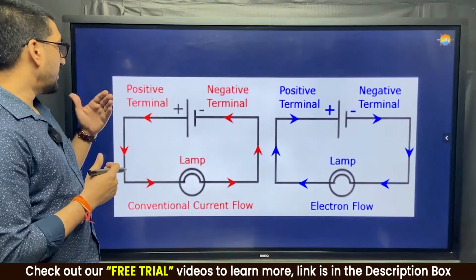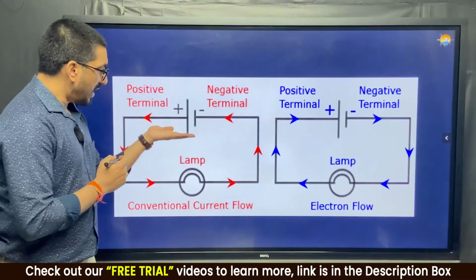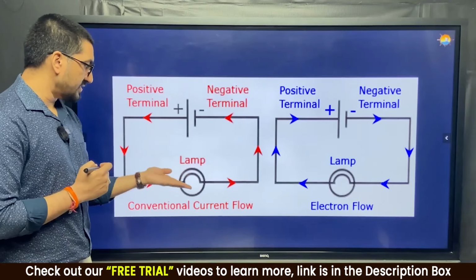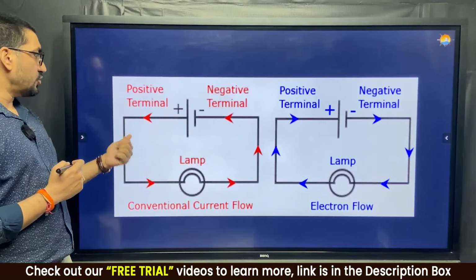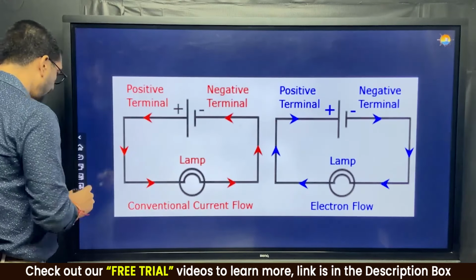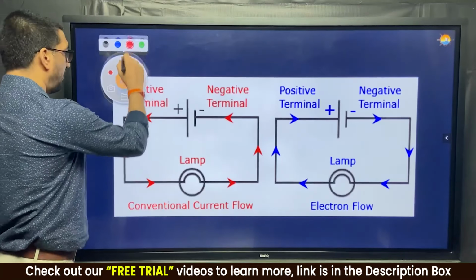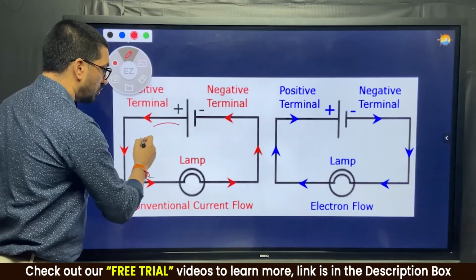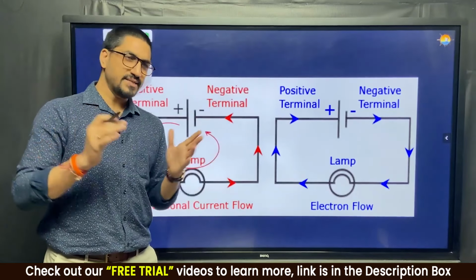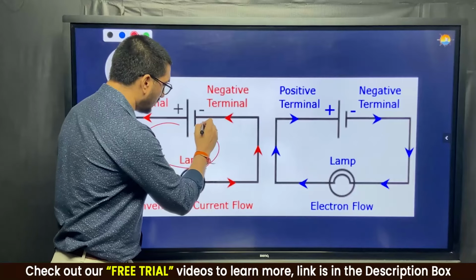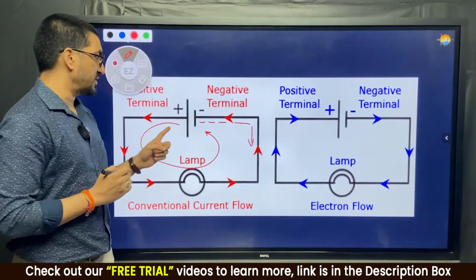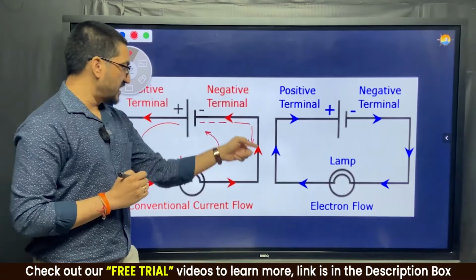For example, you can see that this is a battery, positive terminal, negative terminal. This is a load, which in this case is a lamp. So we normally show the direction of current in this direction, that means from positive to negative. It sounds wrong, isn't it? Because we know that it's the electrons that flow and they come out of the negative terminal, not the positive one. So ideally it should have been this direction.